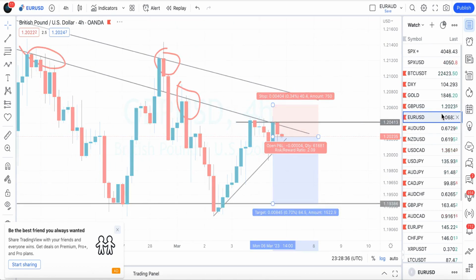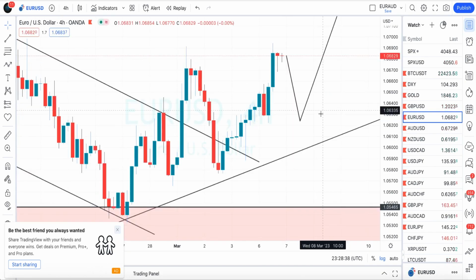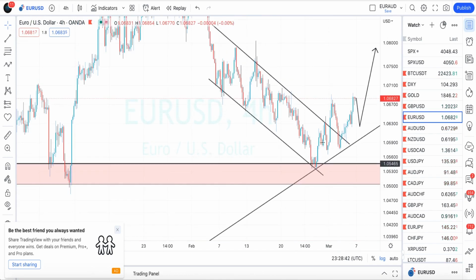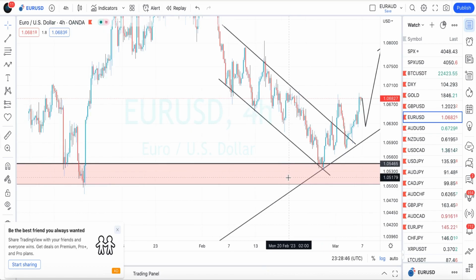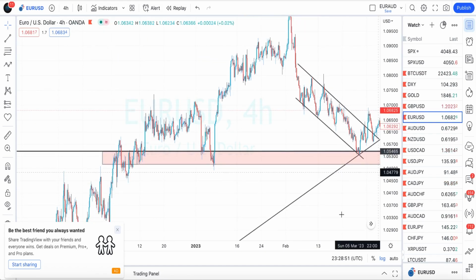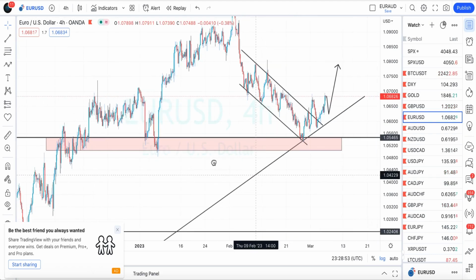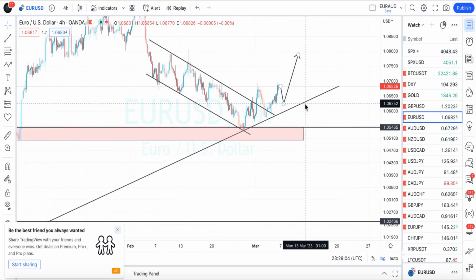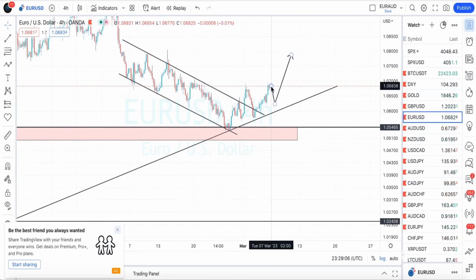So on Euro USD, I dropped this analysis today that we are going to see a bounce at this particular area, and I've been saying since last week that this bullish momentum on Euro USD and GBP USD is not done yet, especially on Euro USD. So then we saw this breakout last week. It broke and came back. So what we are looking at is that we might see a retracement to this side, then a move to the upside.